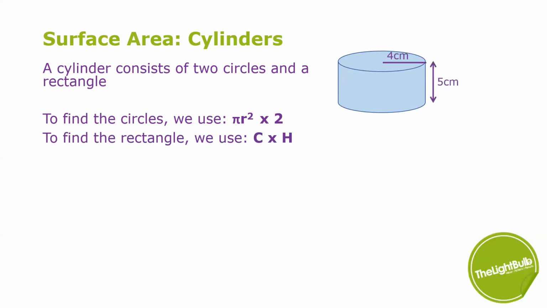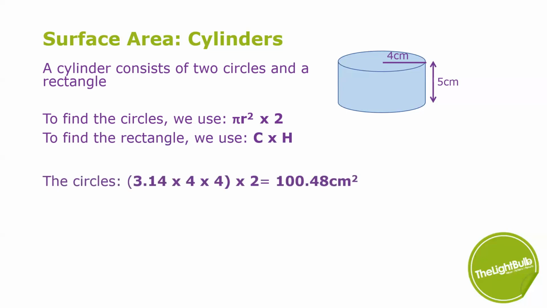So let's say that the radius is 4 centimeters and the height is 5 centimeters. Okay, to work out the circles, what we do is 3.14, which is pi, and then times 4 times 4, because we're squaring the radius. That tells us the area of one circle, and then we times 2 afterwards because there are the two circles. So that gives us a combined area for both circles of 100.48 centimeters squared.